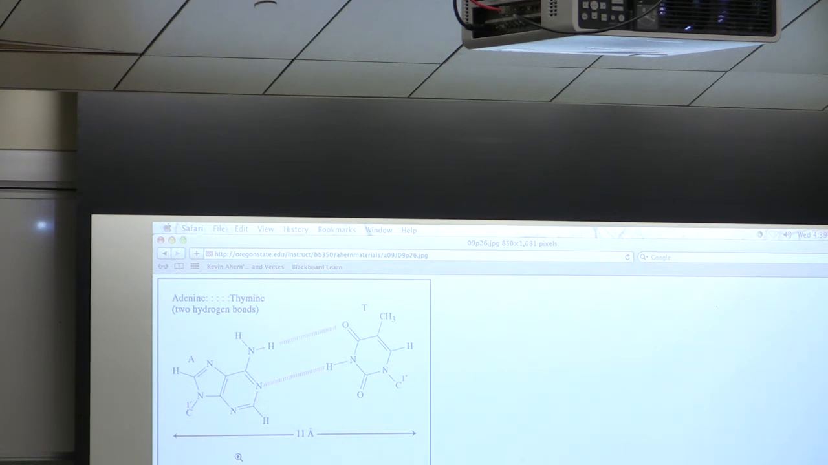Now, you might say, well, that was really unfair because Rosalind Franklin should have gotten it. It turns out Rosalind Franklin couldn't have gotten it because she died of a very rare ovarian cancer before the Nobel Prize was awarded. You can't win it posthumously.